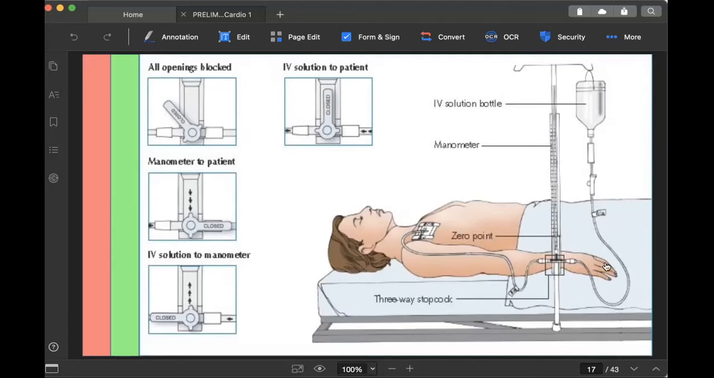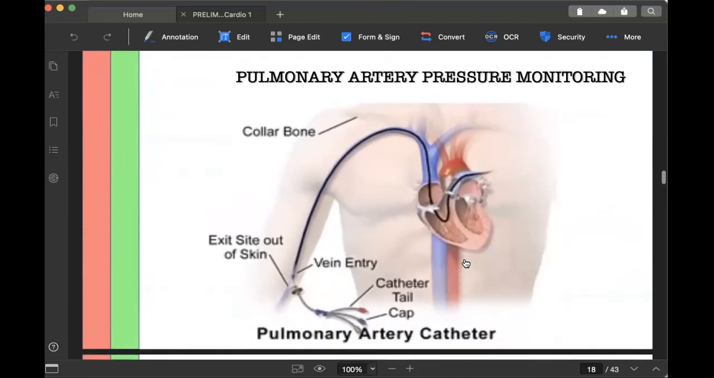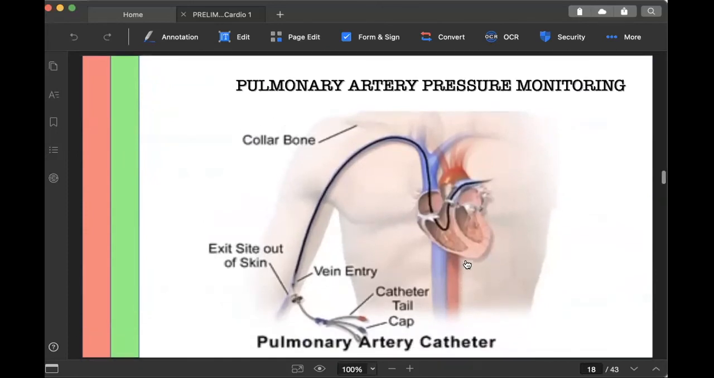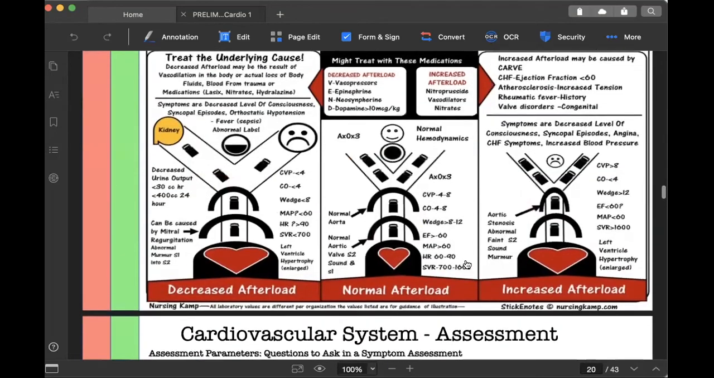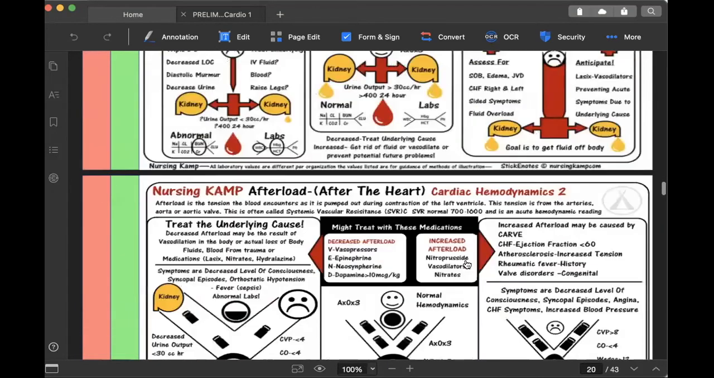Okay, I think I attached a video in your Google Classroom for you to properly visualize the CVP insertion and the CVP monitoring. So please go to your Google Classroom to see this part. Okay, let's move on here. It's just like this one. And these things here are just good to read. Maybe I'll just send you this part.